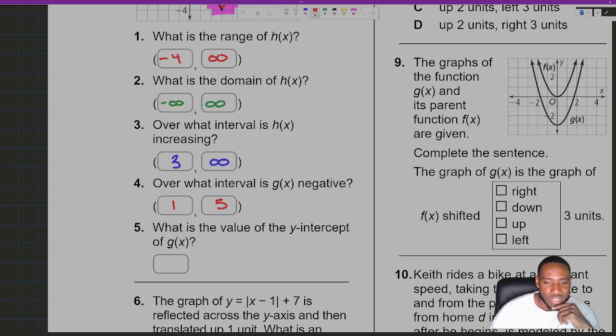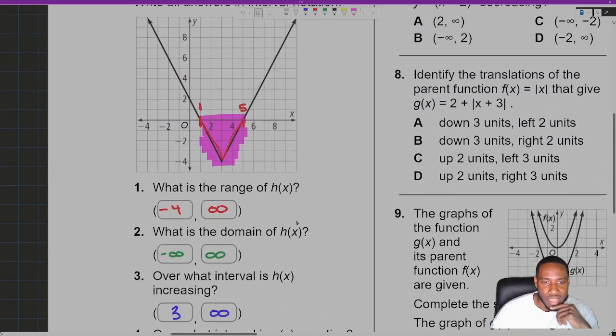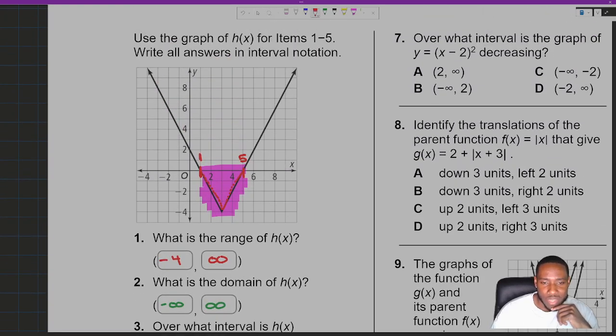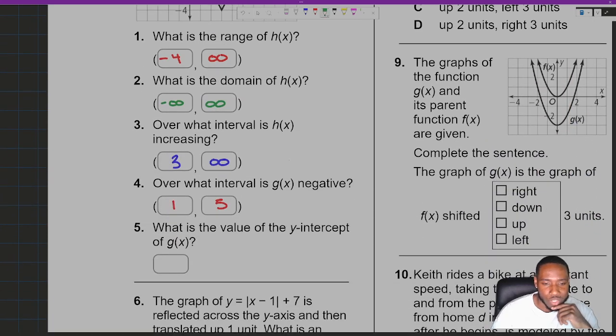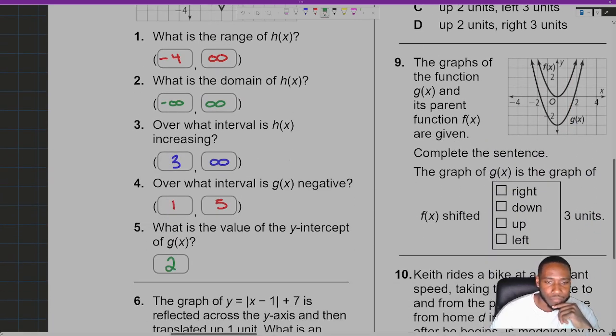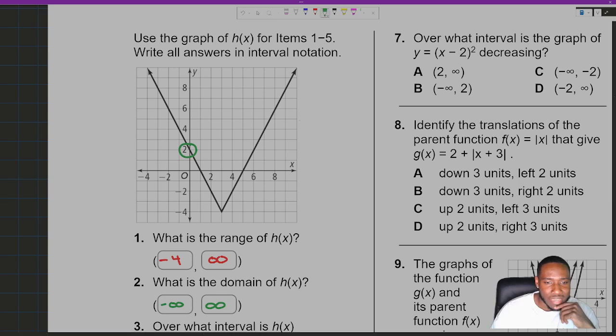And the last one says, what is the value of the y-intercept for g of x? Again, that's supposed to say h of x. And so we can see that being true. If we're looking for the y-intercept, we're looking for the place where this graph crosses the y-axis. There's only one place that happens, and that is right here, where our y value is 2. So we're going to write 2 for that. So those are some of this absolute value function's key features.